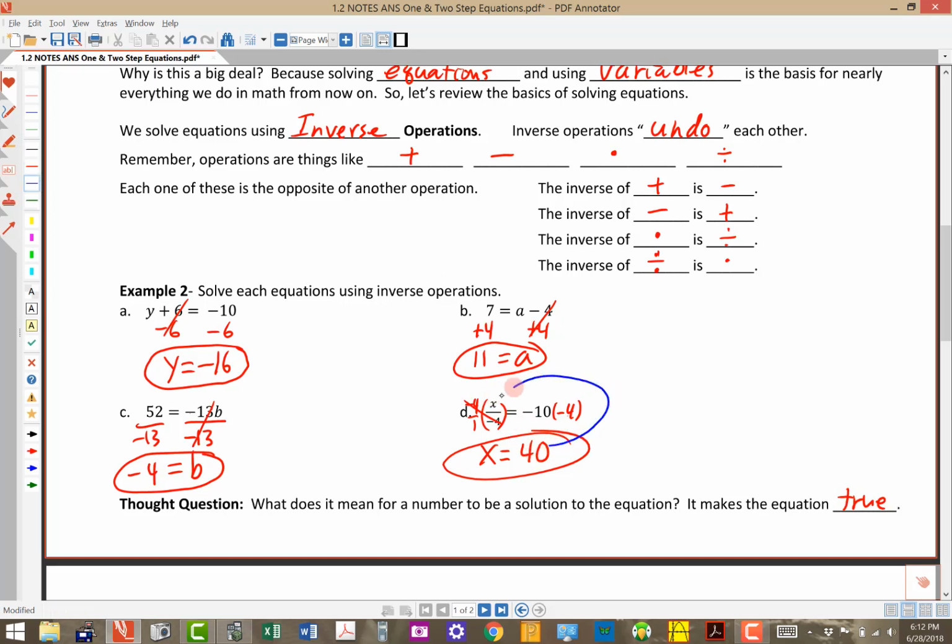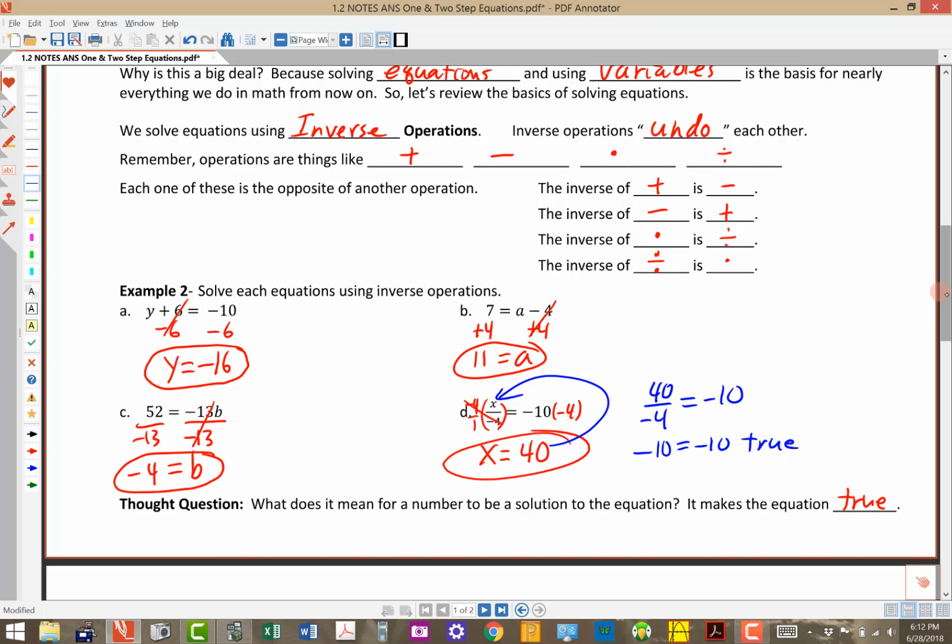I'm going to go ahead and change colors right here. So if I put a 40 over a -4 and then the other side was a -10, we want this to be a true equation. So we've got positive divided by a negative, that's a negative. 40 divided by 4 is 10, and we end up with -10 equals -10. That is true. Okay, so it checks out.